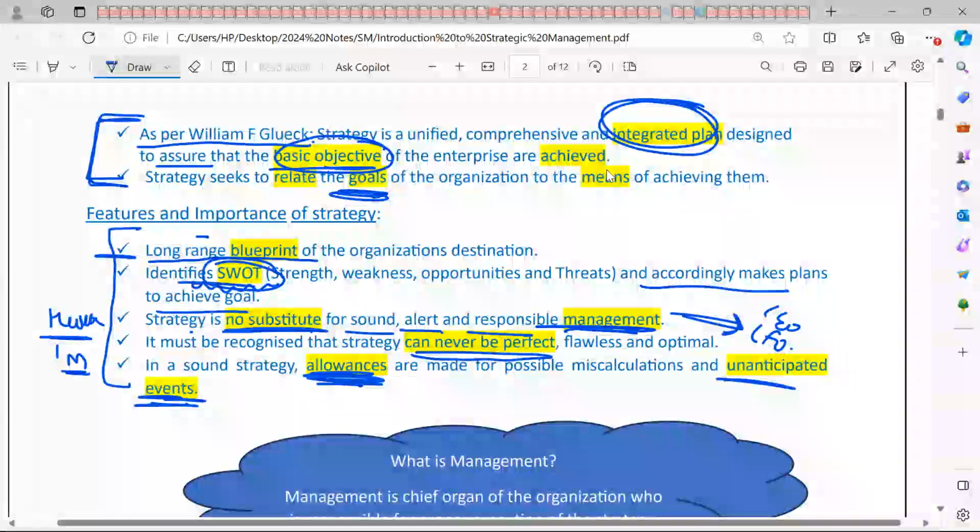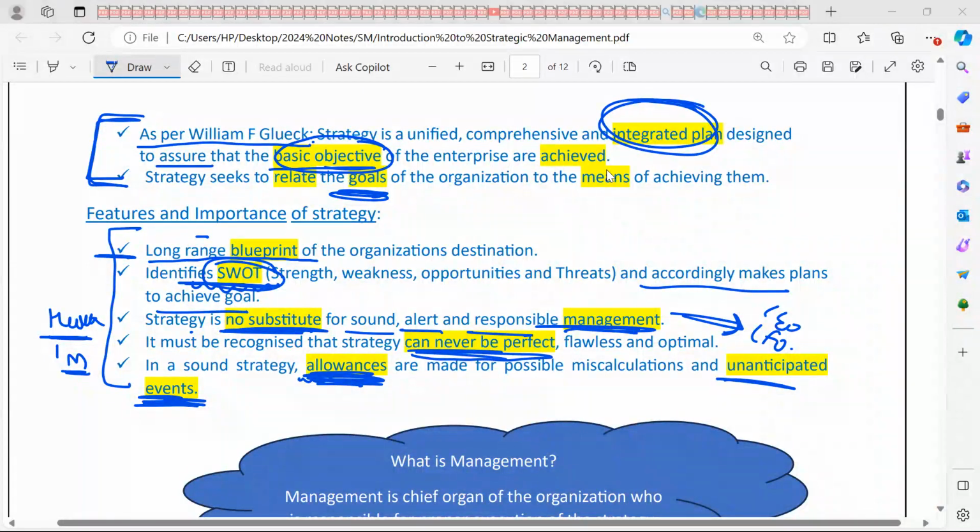It means it also considers SWOT analysis. Third thing, strategy is not a substitute for sound, alert and responsible management. It means management has to work upon that strategy. Next thing, strategy can never be perfect. Why can it never be perfect? Because some allowances for unanticipated events also have to be considered while making the strategy.